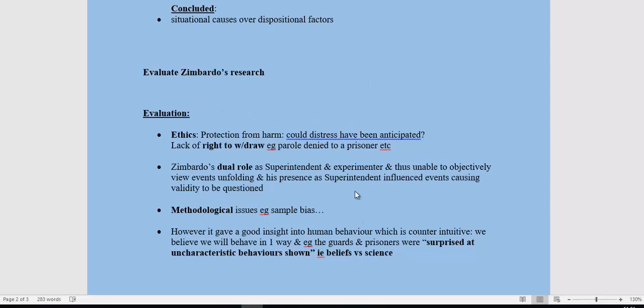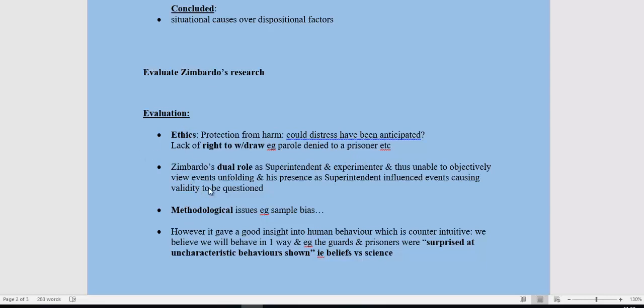So we also may be asked to evaluate Zimbardo's research, and these are the main areas really. Ethics, obviously, protection from harm, and you all know what we mean by that. They should leave in the same state that they arrived, and obviously they didn't. And what's important here is, could their distress have been anticipated, and therefore should they have been allowed to proceed with that? Or you could talk about the lack of the right to withdraw. They're meant to be allowed to withdraw at any point, but for example, parole was denied to a prisoner, so he wasn't allowed to leave.